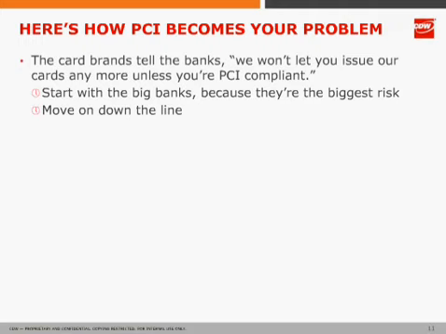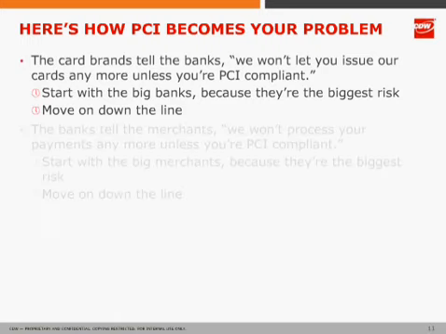So the banks say, well, that's a huge piece of business for us. Our customers like having our Visa. They like having their ATM cards. So we better become PCI compliant. And then the banks think, well, wait a second. We put in all of this work to become PCI compliant, but really we weren't the ones leaking information in the first place. Hey, merchants, we're not going to process your payments anymore unless you're PCI compliant.